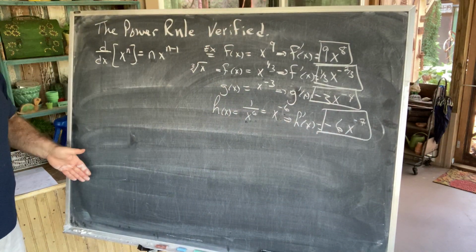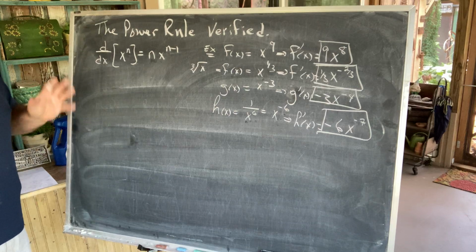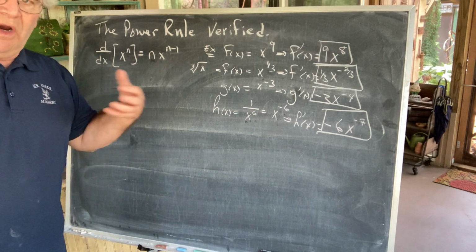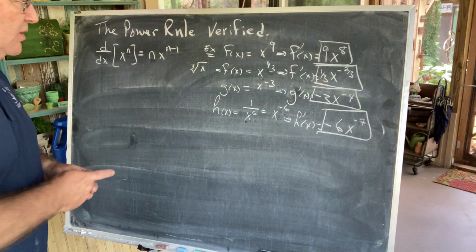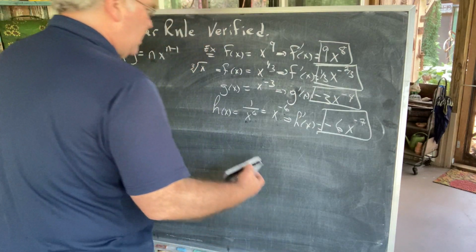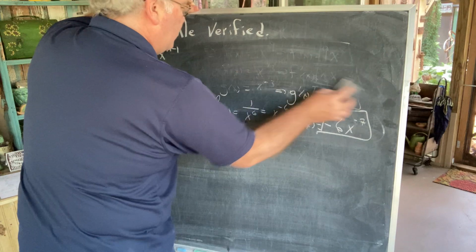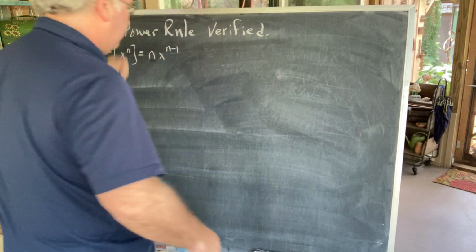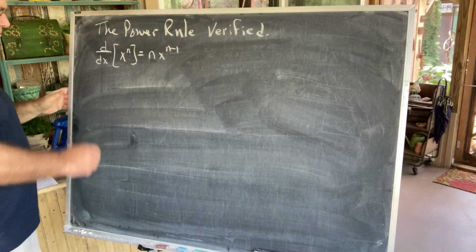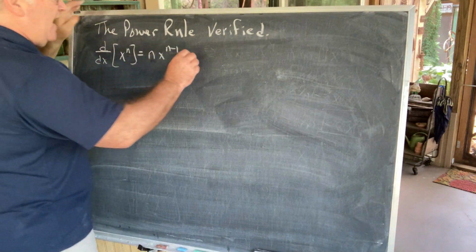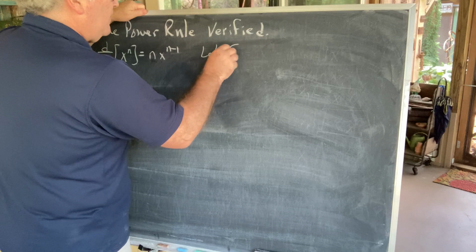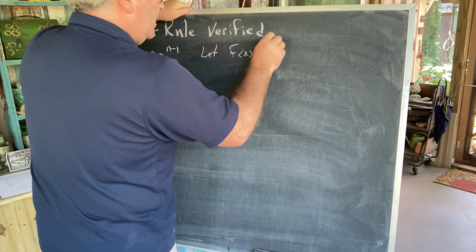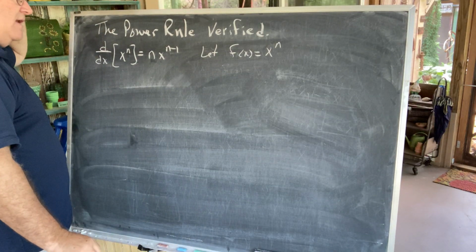Now what I'm going to do is go through a verification of the power rule. Again, it's not really a proof. This is more of a seeing where the proof comes from than it is an actual proof. And I'm only going to consider the scenario where the exponent is a natural number, not where it's a fraction or a negative number. And so what we're going to do is this. For ease of notation, let's suppose my function is f of x equals x to the n.